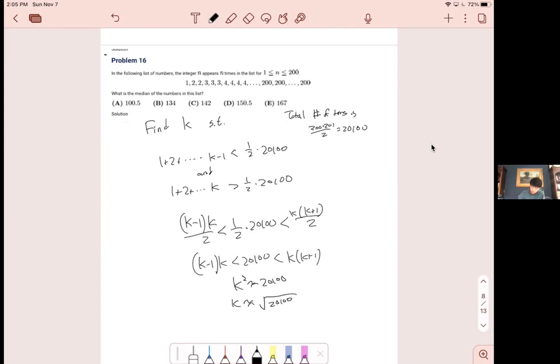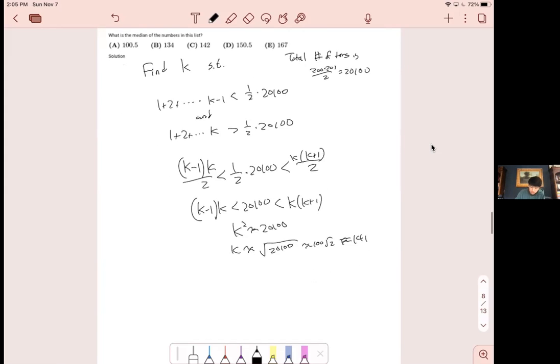And if you know the square root of 2, it's 100 times the square root of 2, and the square root of 2 is 1.41, so this should be approximately 141. And so yeah, you can just test this. So for example, 1 plus 2 plus all the way up to 141 is going to be equal to 141 times 71.